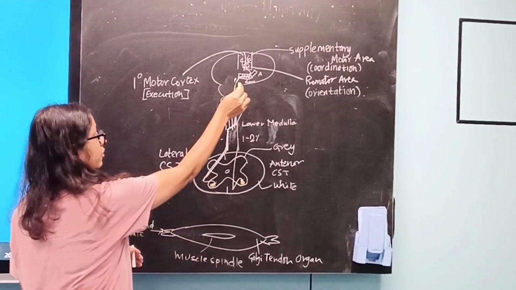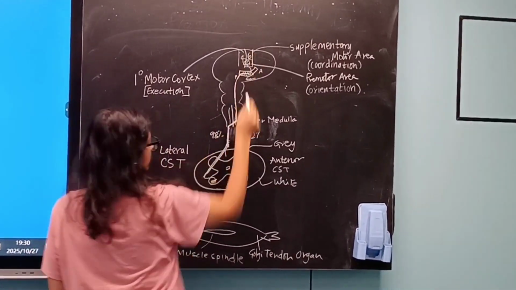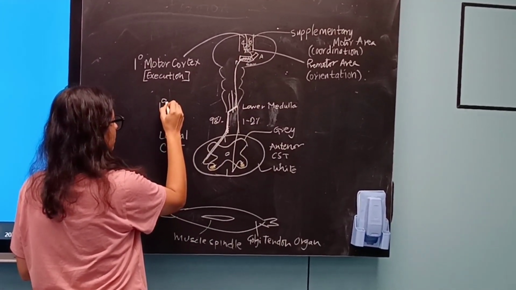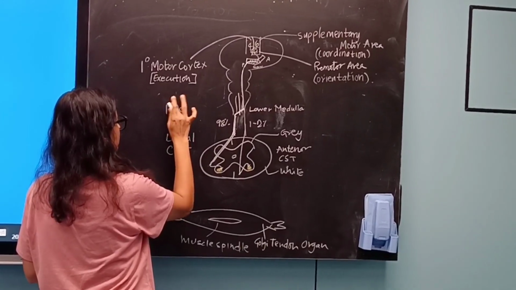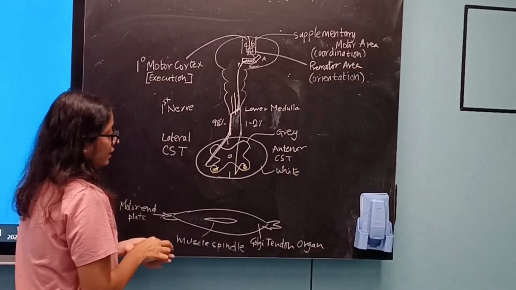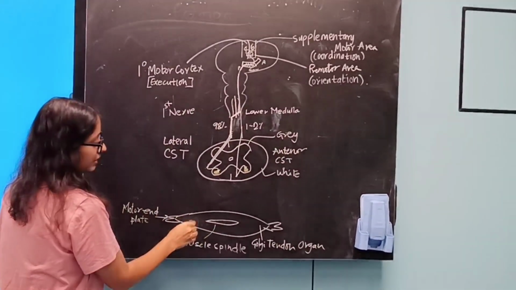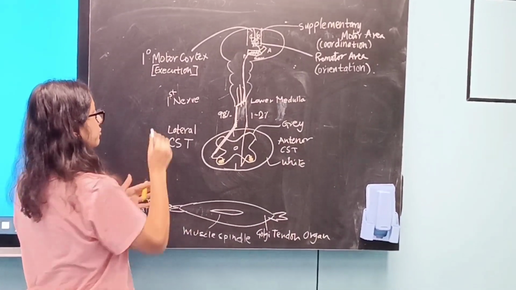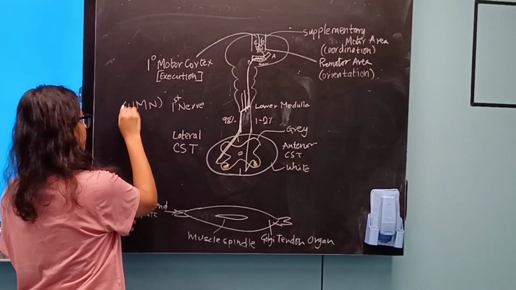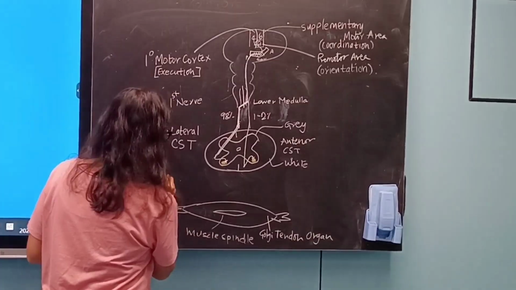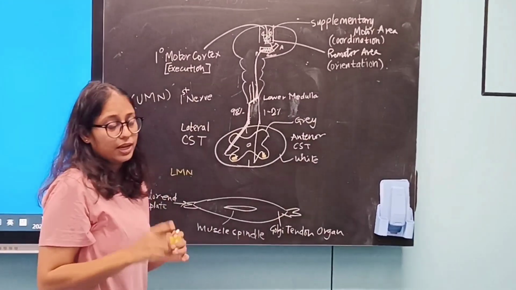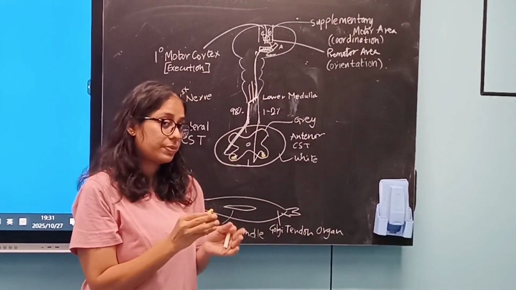So the whole part from this till here will be your primary nerve, or the first nerve, while from here till the skeletal muscles will be your second nerve. So this first nerve will be forming your UMN, that is your upper motor neuron, while this will be forming your lower motor neuron.